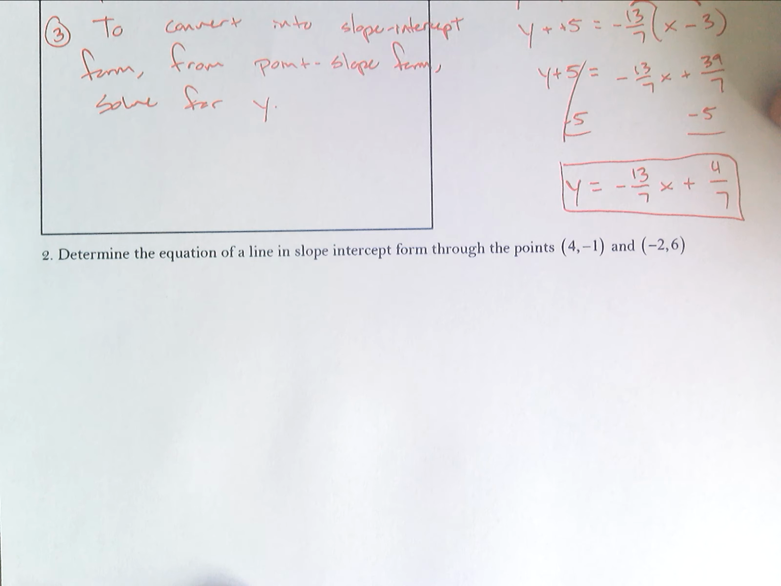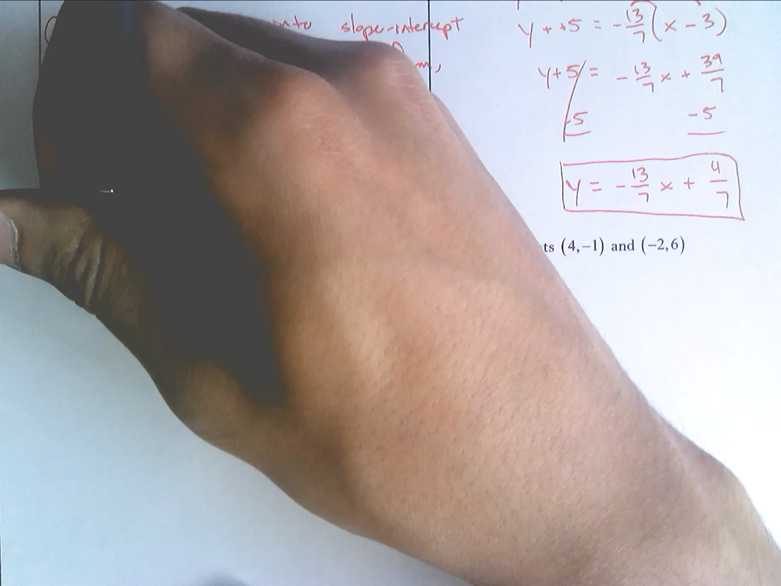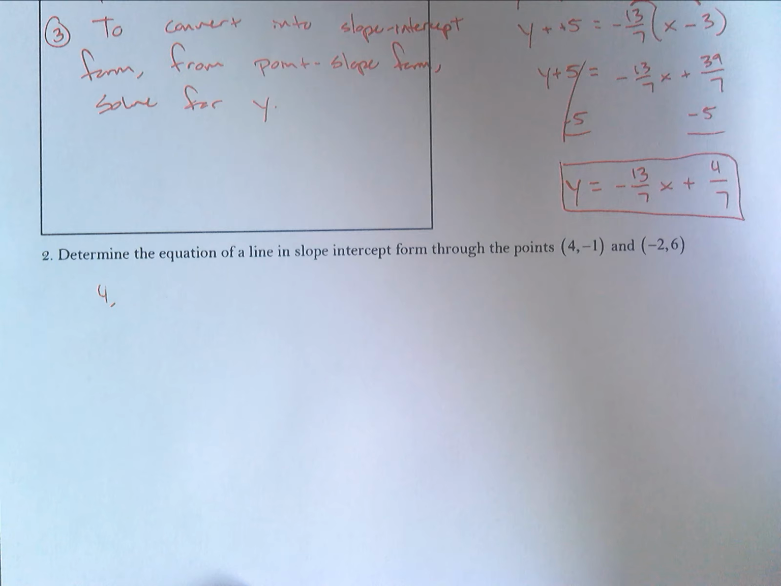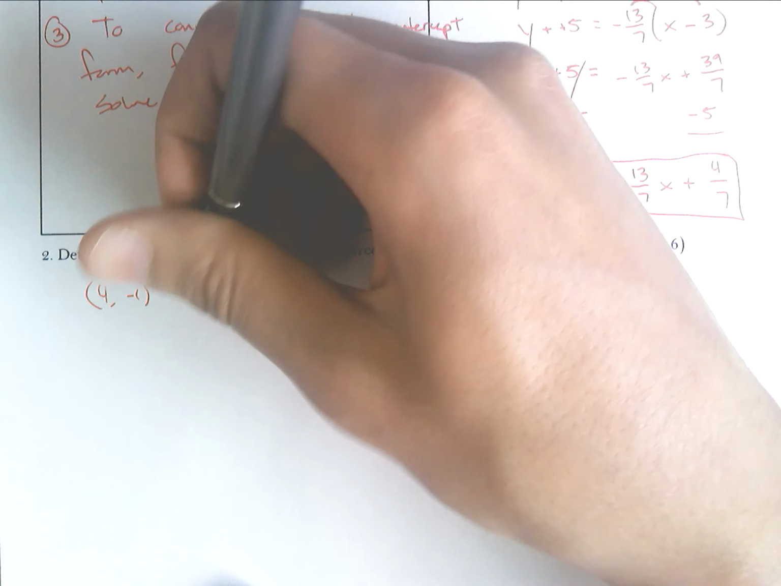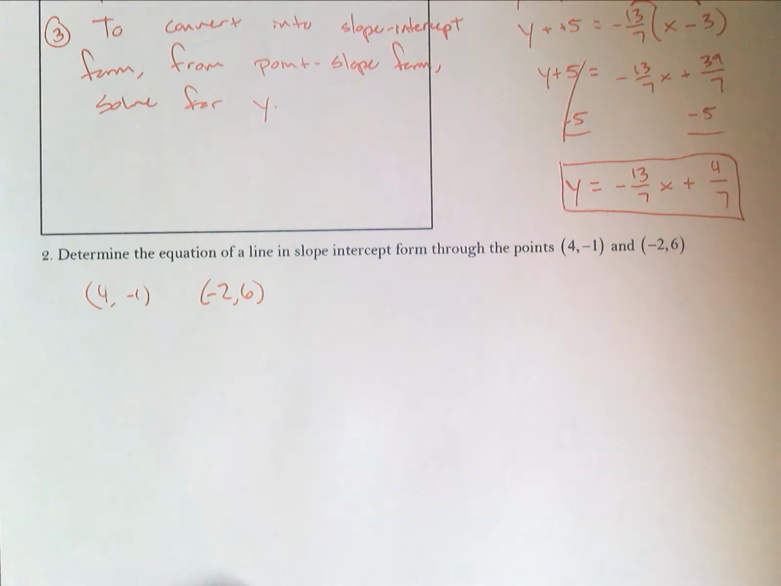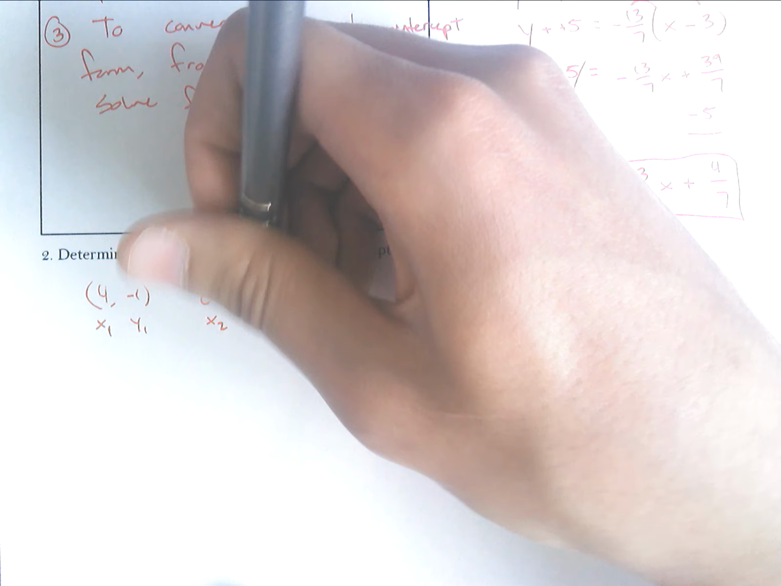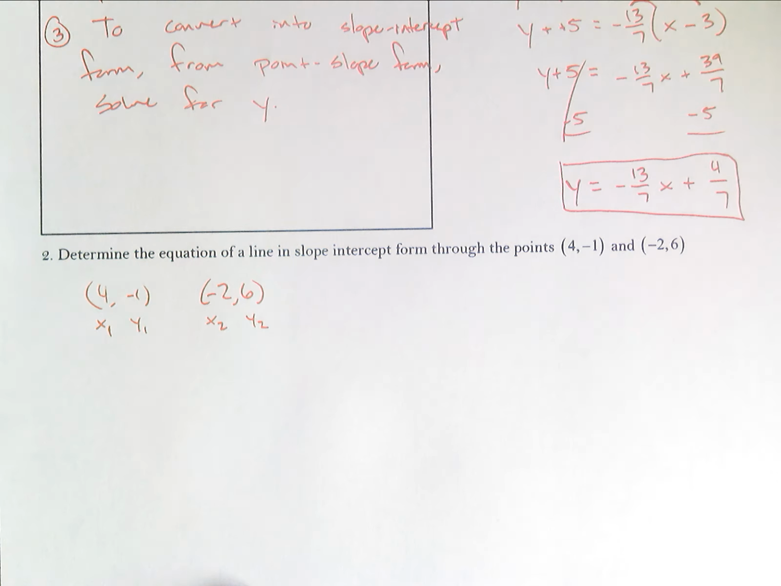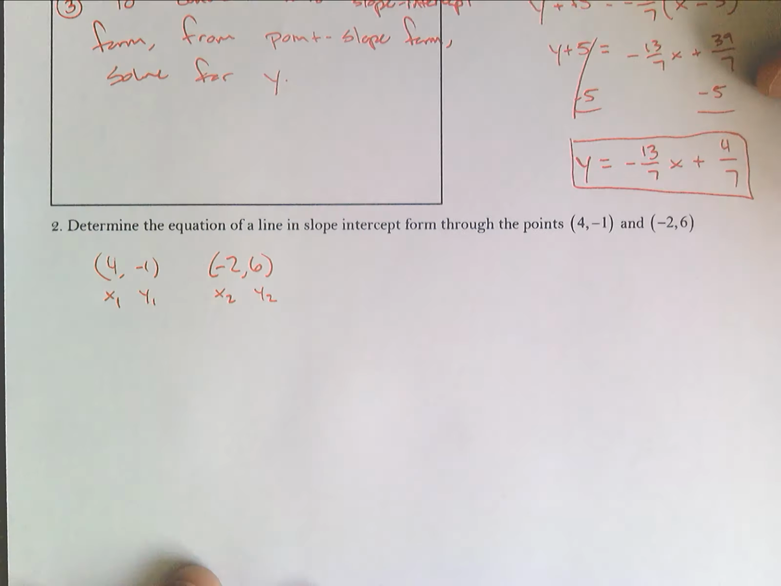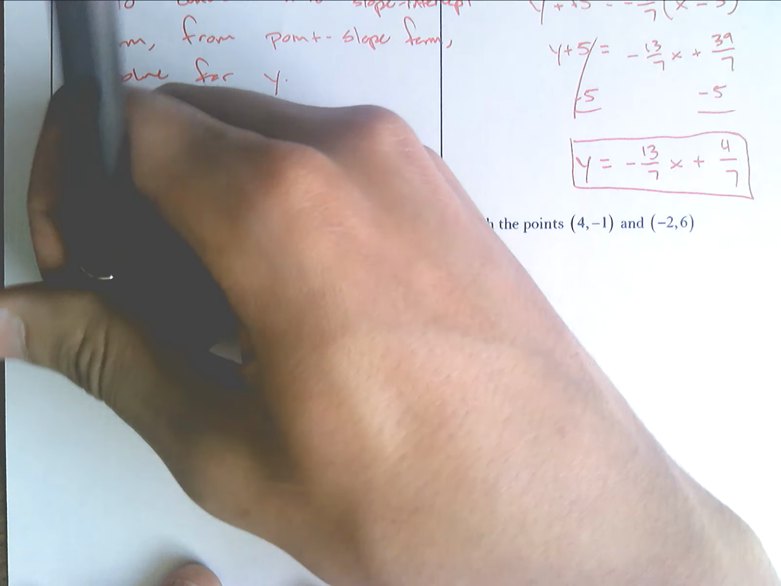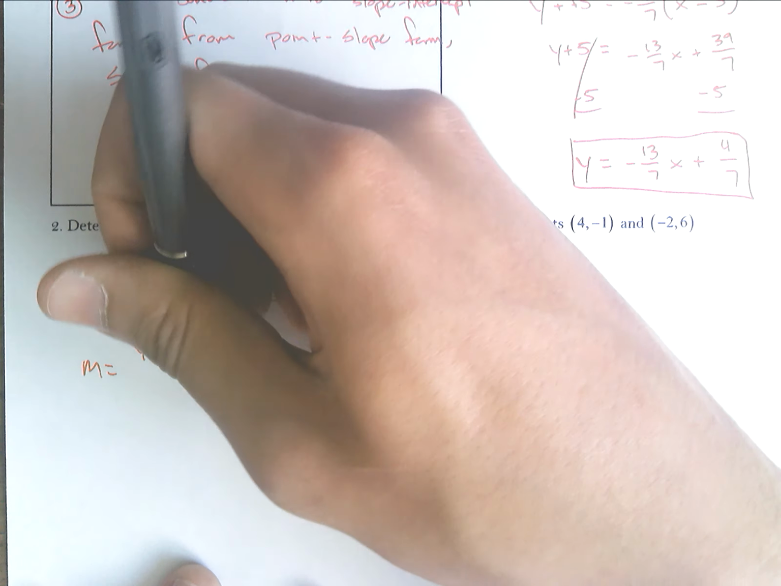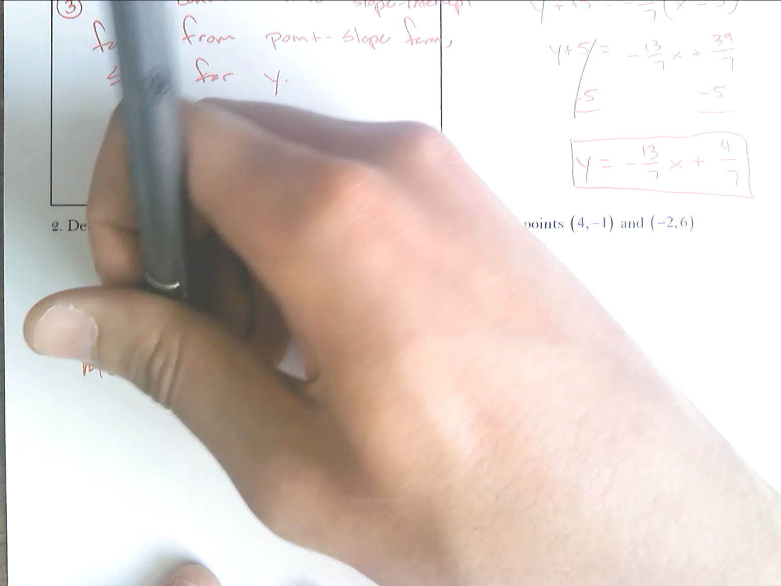Determine the equation of a line in slope-intercept form through the points (4, negative 1) and (negative 2, 6). So first, I'm going to write out our points again: (4, negative 1) and (negative 2, 6). And I'm going to label them x1, y1, x2, y2, because step 1 is to calculate the slope. So we're going to use these labels to find the slope. Again, our slope is y2 minus y1 over x2 minus x1.